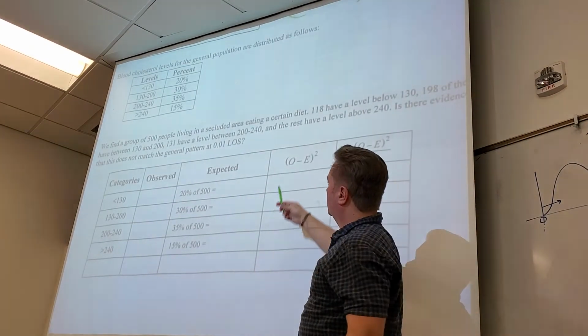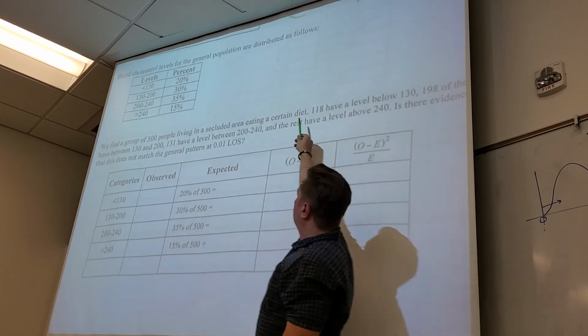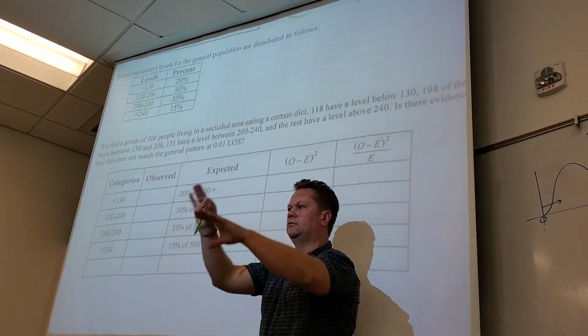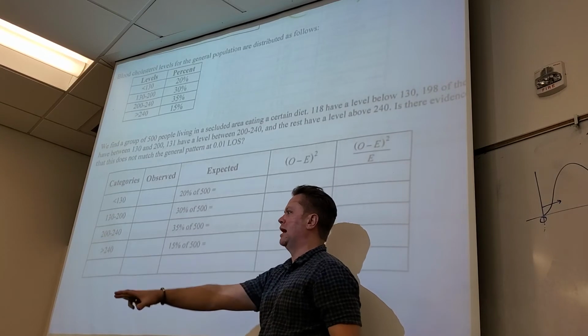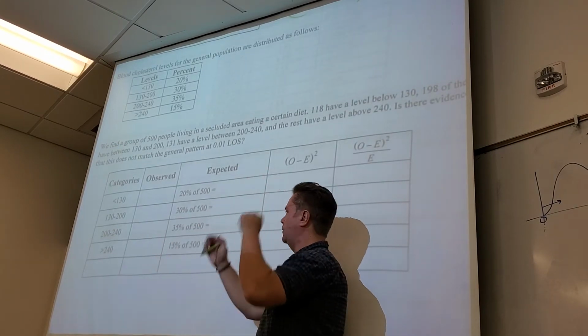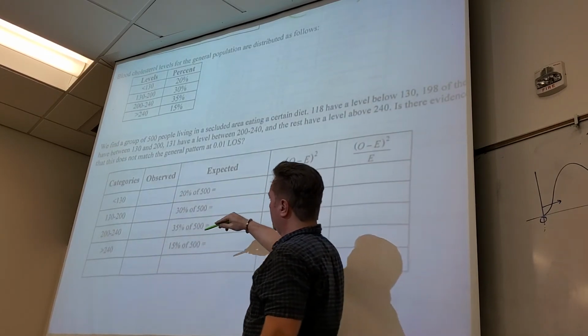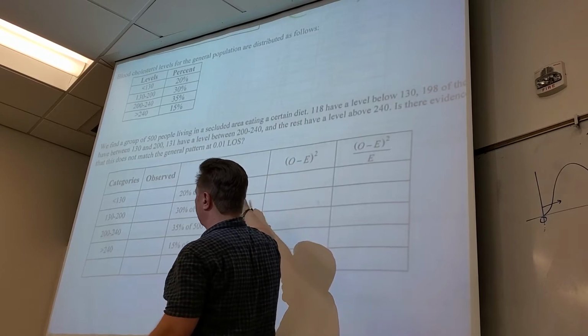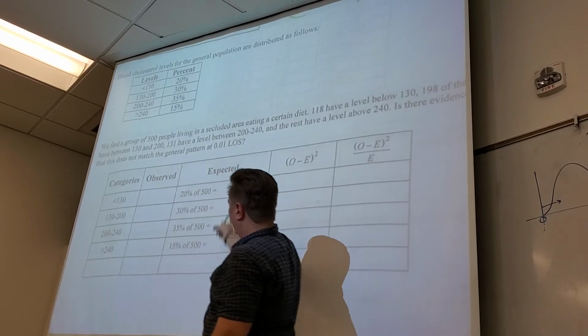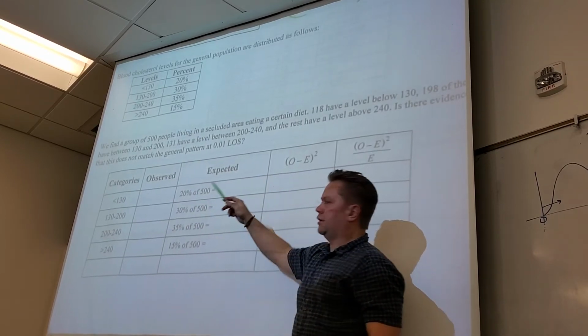But this is somewhere to start. We'd have to do more specific tests about the diet and give some people the diet and give other people not the diet and wait several years and see what happens. But this is just to tell us that they seem to be different somehow. So fill those in. What is 20% of 500?